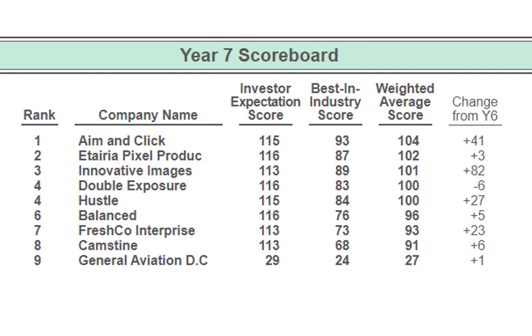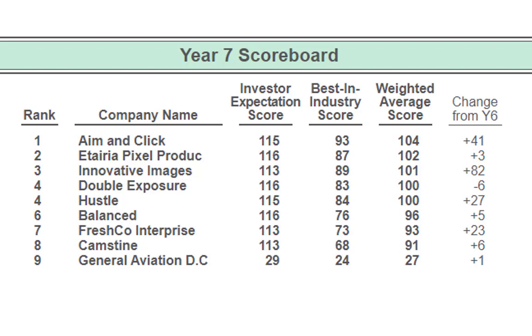Okay, let's go ahead and take a look at the scoreboard for year 7. As you can see, Company A made a huge leap, plus 41 up to score 104. Company E, a plus 3 to 102. And then Company I, a plus 82 to 101. That's probably one of the largest jumps I've ever seen happen. And then Company D is tied for 4th, and they actually dropped 6 points, now they're at 100.